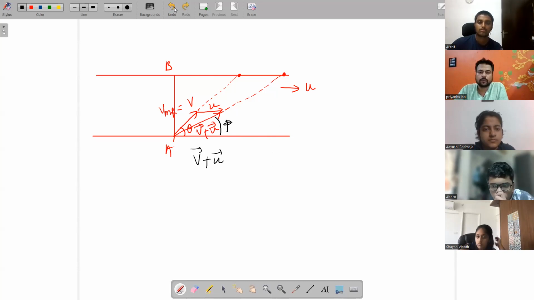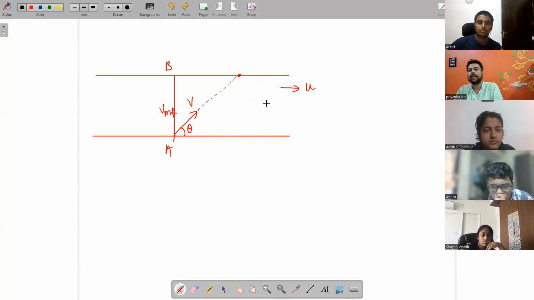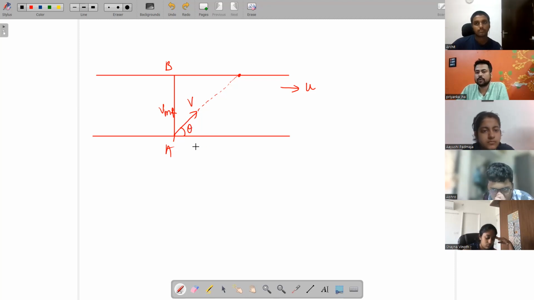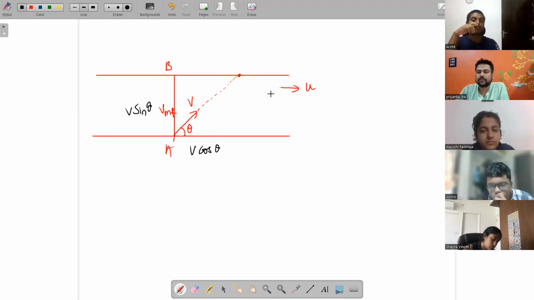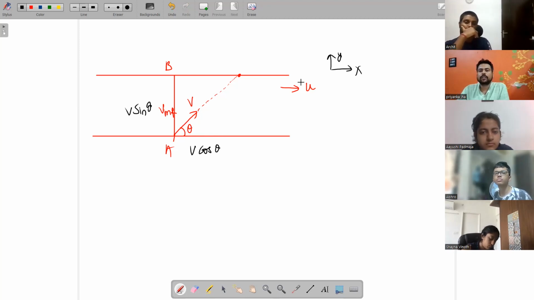Now, let me break this into components. Now you know that this man started swimming with some velocity v at angle theta with downstream. So this will have two components, v cos theta and v sin theta. The river is flowing in the horizontal direction only. So this will be added to the horizontal component of the man.